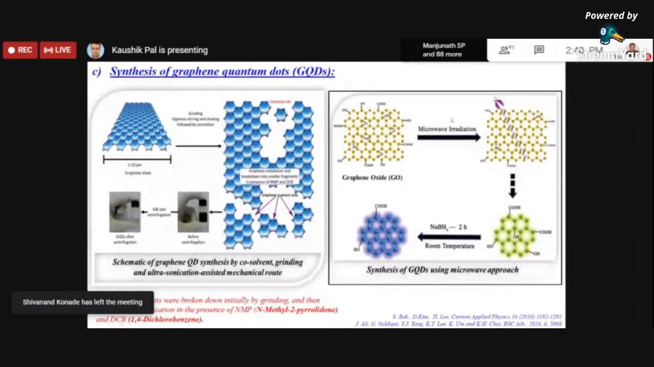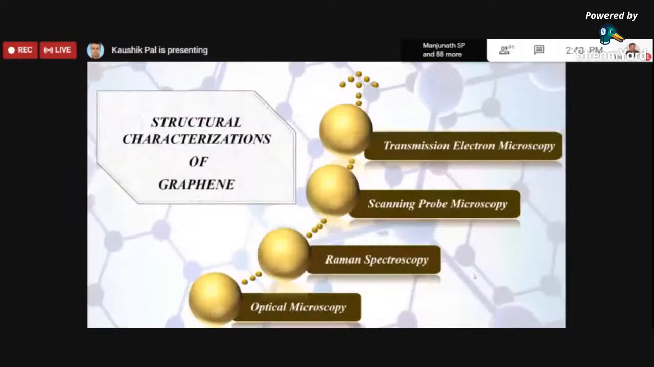And in this particular case, they are doing microwave irradiation. They are cutting it into different small pieces, and then they are using NaBH4 for 2 hours at room temperature, and they are forming the graphene quantum dots with the microwave approach. Now come to the structural characterizations of the graphene.